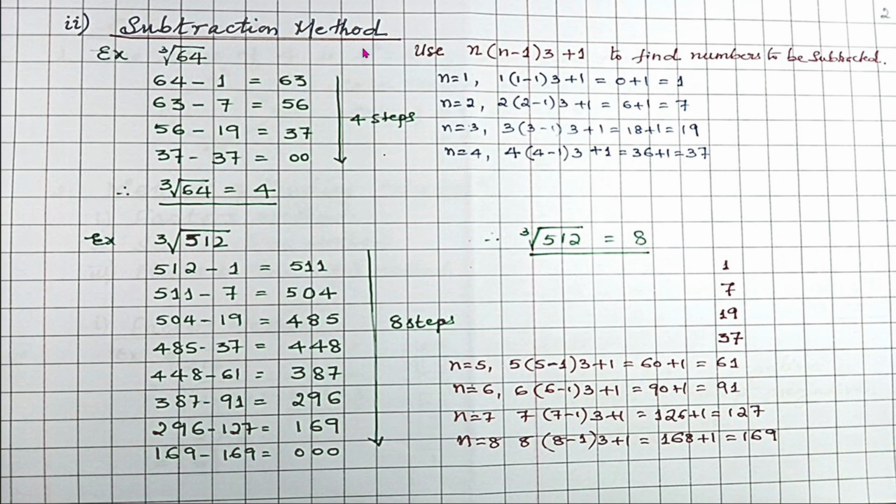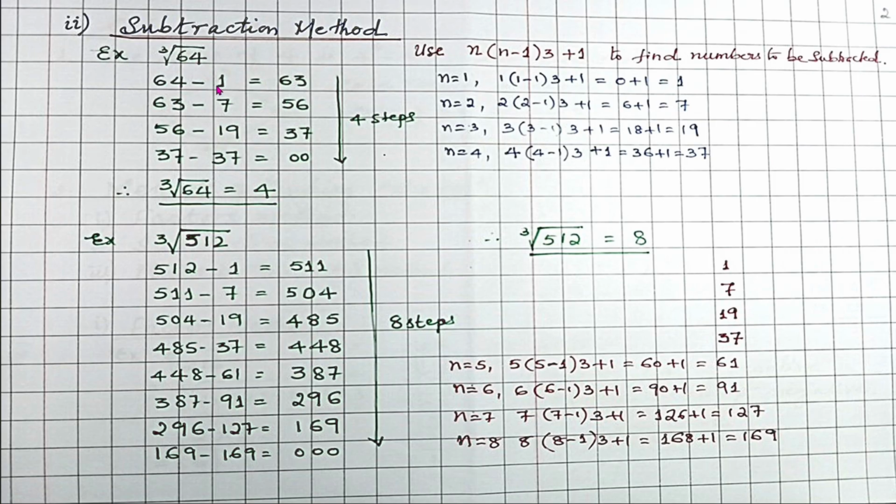Now, the subtraction method of finding the cube root. In the subtraction method, we have to remember the basics that the sum of odd numbers starting from 1 is a cube. So we have to subtract starting from 1, finding the other odd numbers to be subtracted. So let us understand by an example.